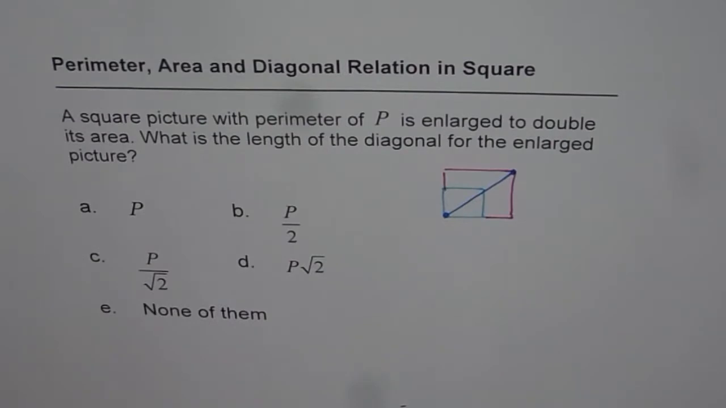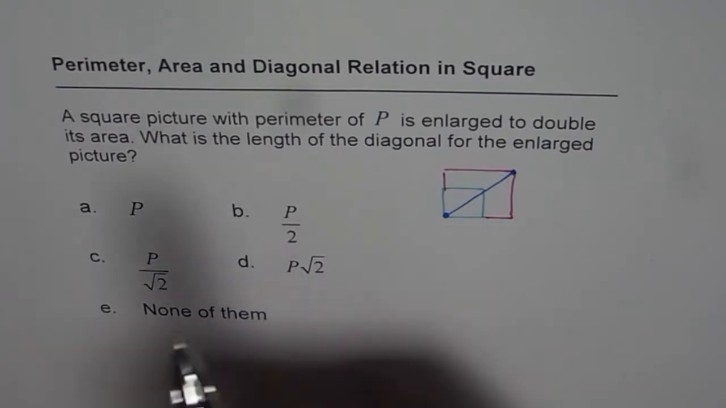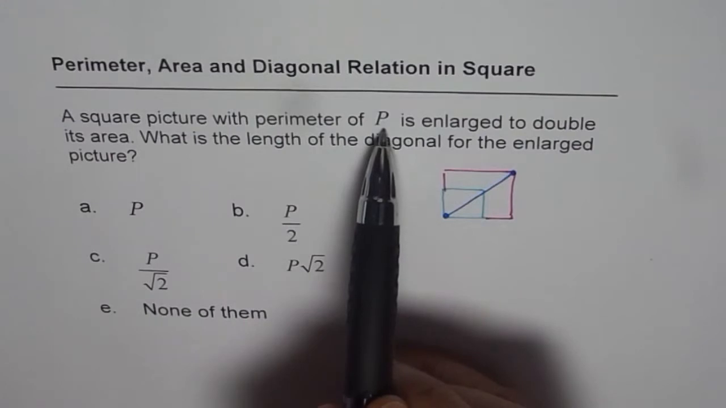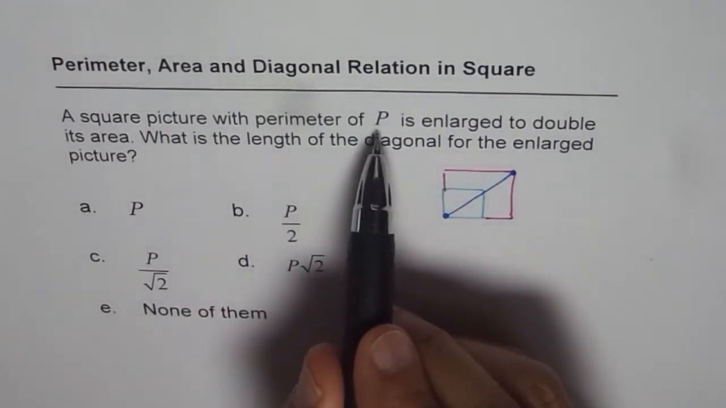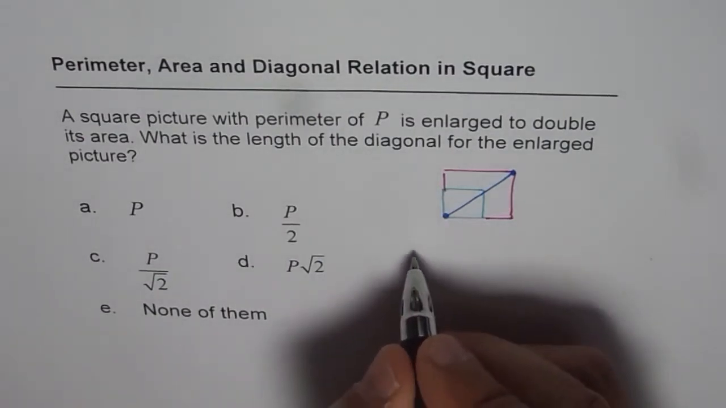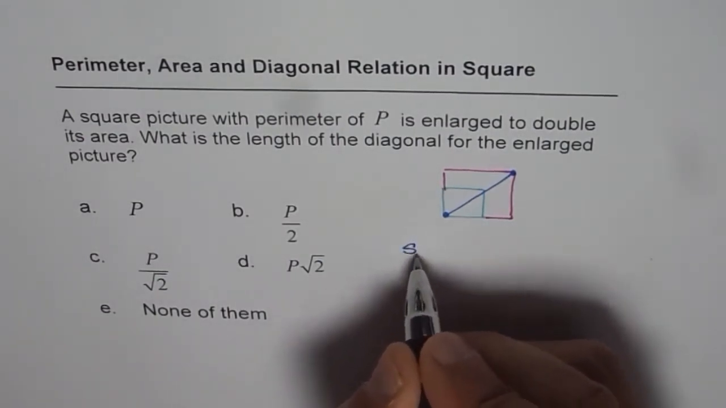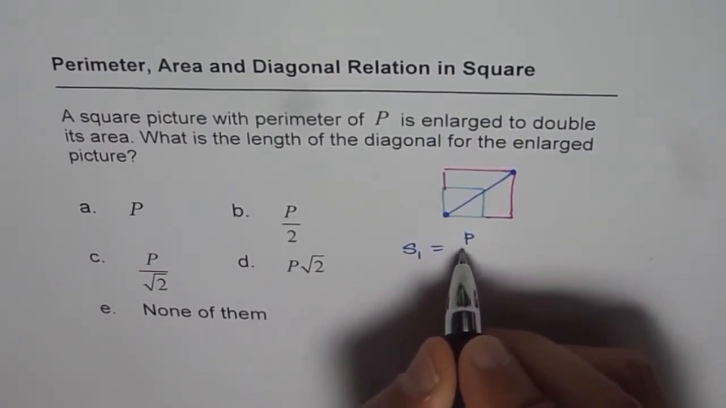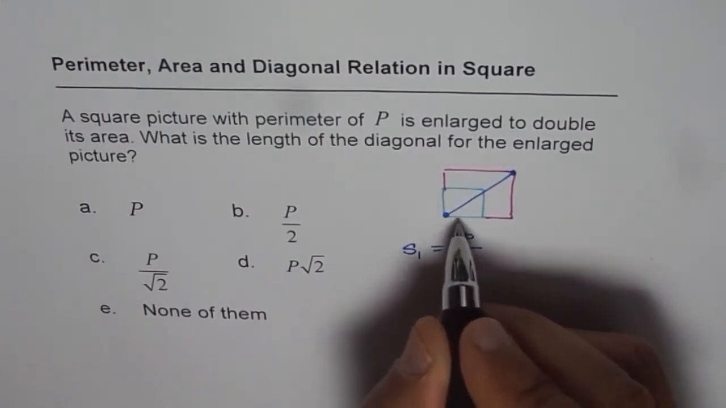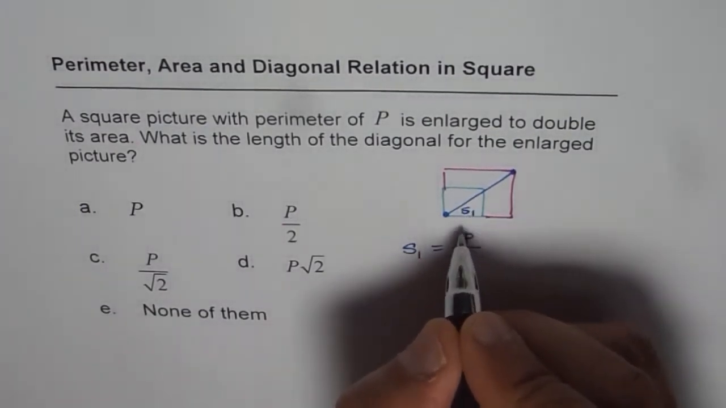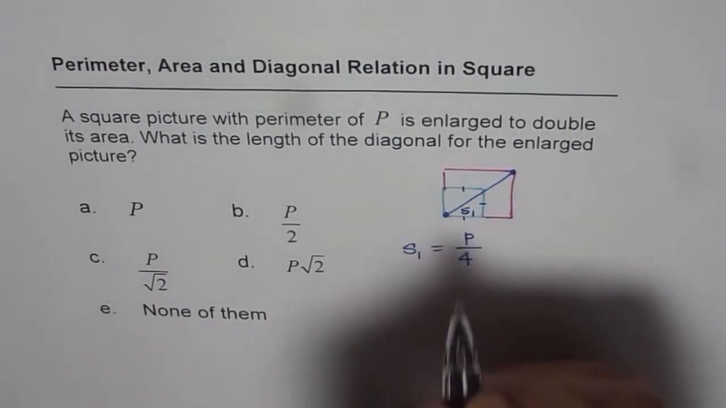So let's try to solve this question in steps and understand each and every step. First statement is a square picture with perimeter of P, right? Now, if the perimeter is P, then what is the side? Let's call this side S1. So S1, the side of square, will be 1/4 of perimeter. So we're calling this S1, each side, which is equal.